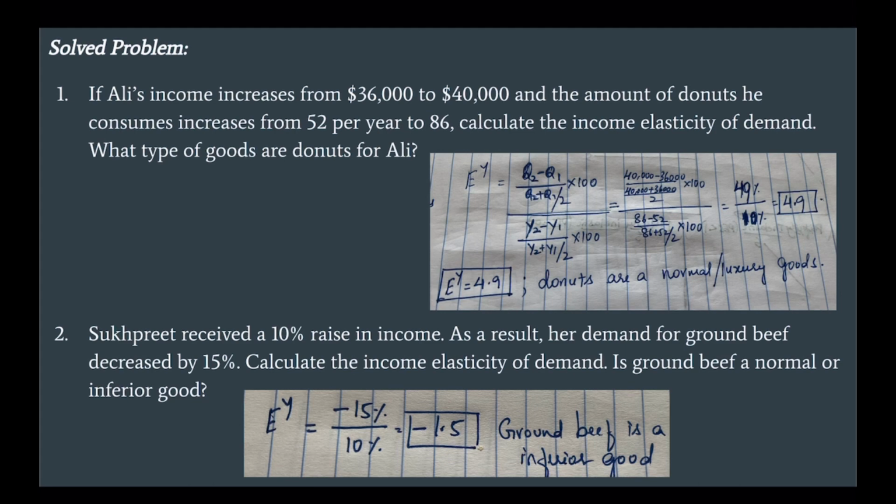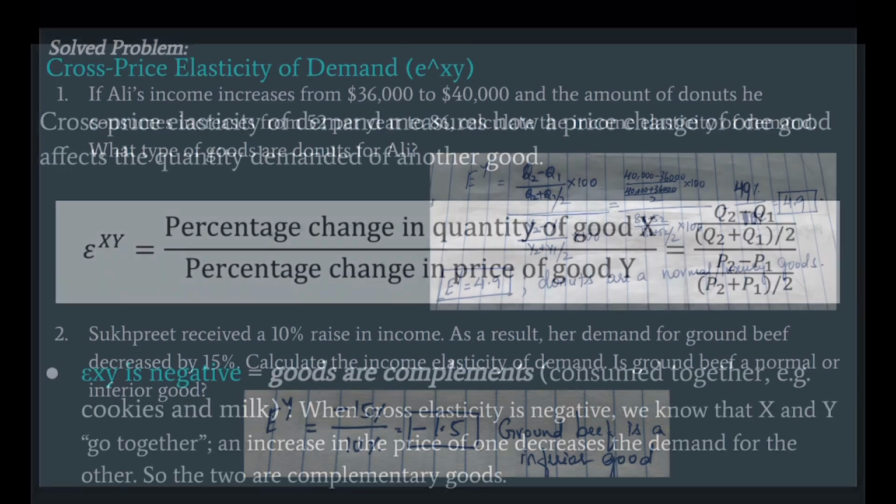The second example: Supreet received a 10% raise in income. As a result, her demand for ground beef decreased by 15%. Calculate the income elasticity of demand. Is ground beef a normal or inferior good? After calculation, we know that it is negative 1.5. Therefore, ground beef is an inferior good since it is less than 0.